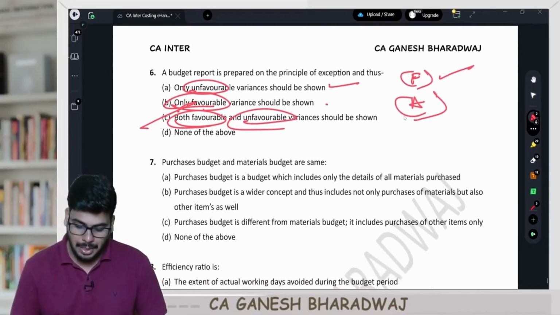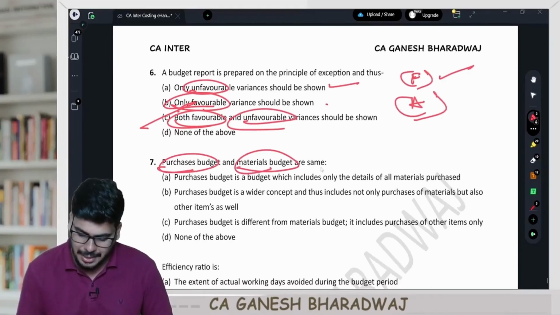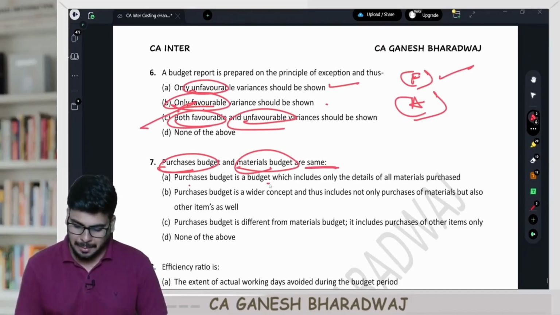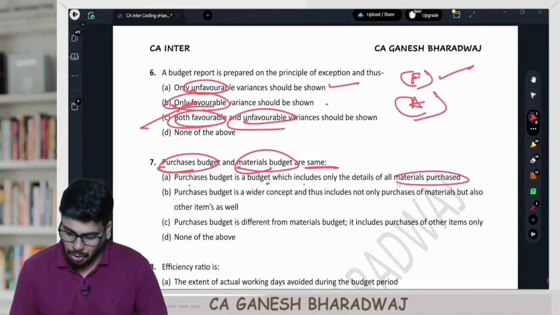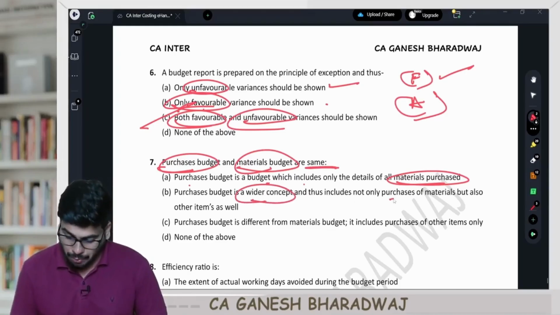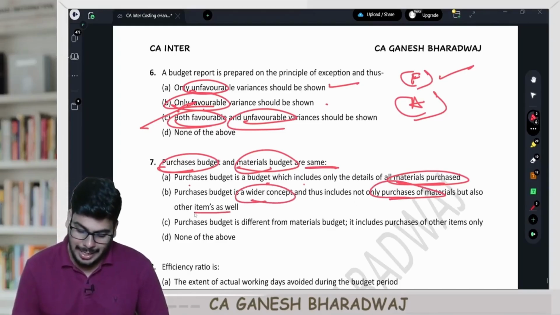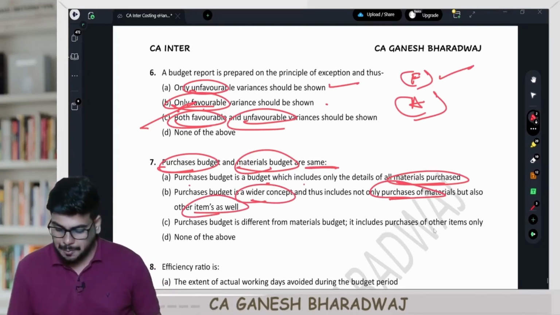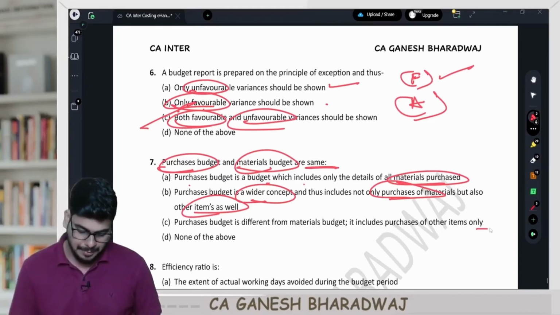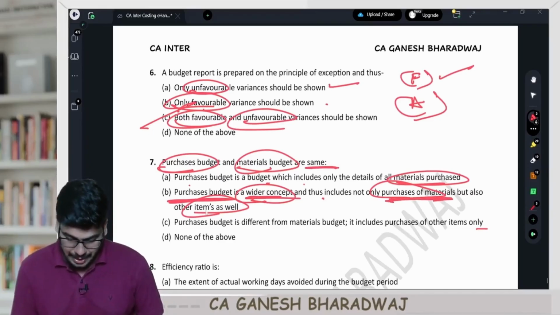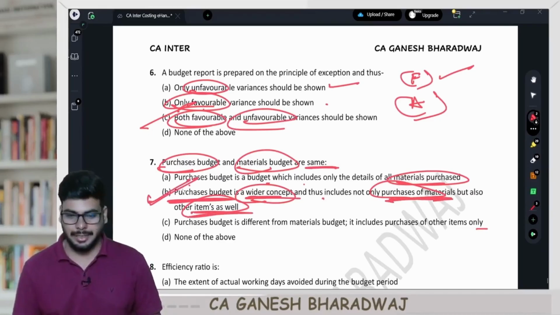That's why. Next. Purchases budget and the materials budget are same. This is what they have asked here. Purchase budget is a budget which includes only the details of all materials purchases. Purchase budget is a wider concept and thus includes not only purchase of materials but also other items as well. Purchases budget is different from materials budget. It includes purchases of other items only. None of the above. Actually, here a purchases budget is a wider concept and thus includes not only purchase of material but also other items as well. This is the right answer.